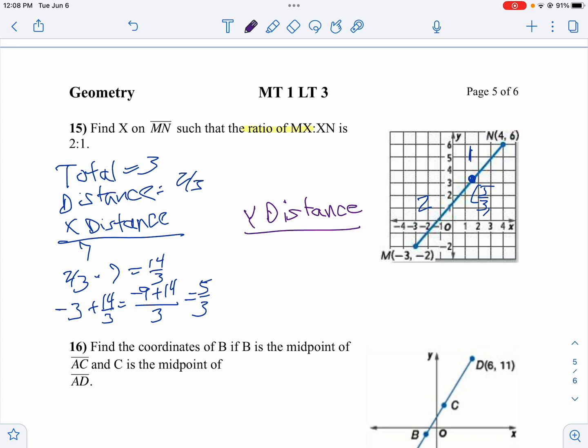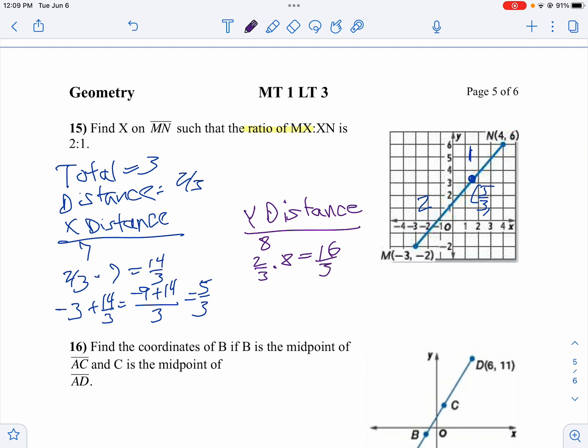So my y goes from -2 to 6, so that's a total of 8, isn't it? So 8, I'm going to take 2/3 of 8. 3 does not go into 8, so I get 16/3.